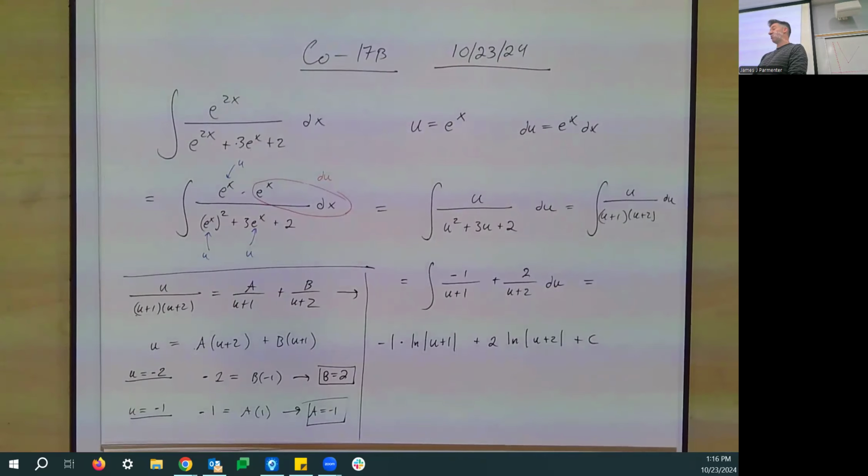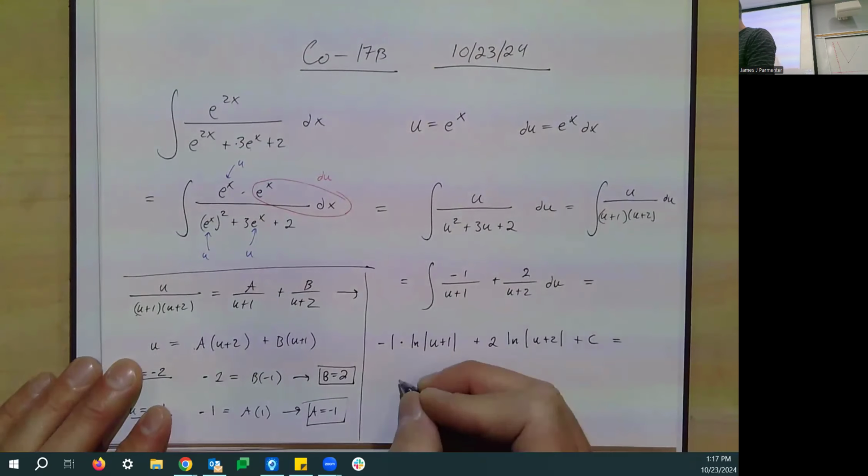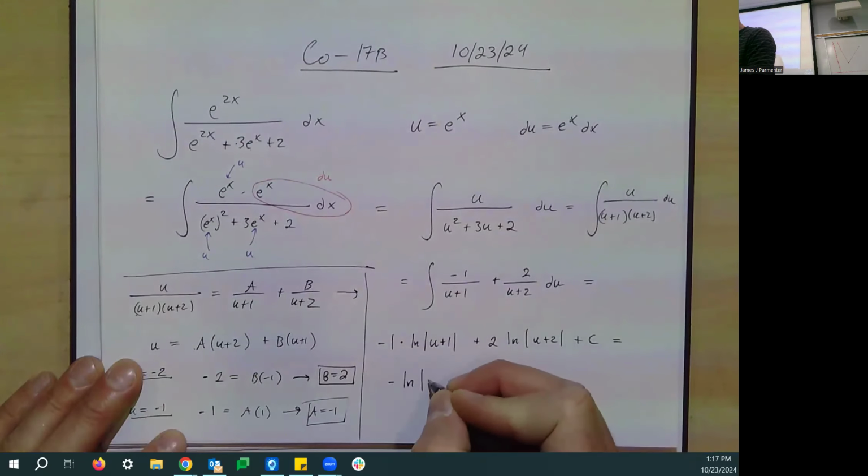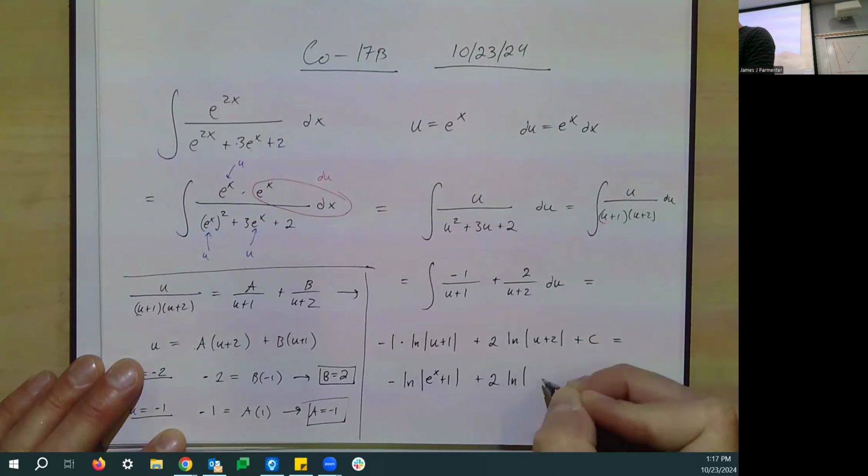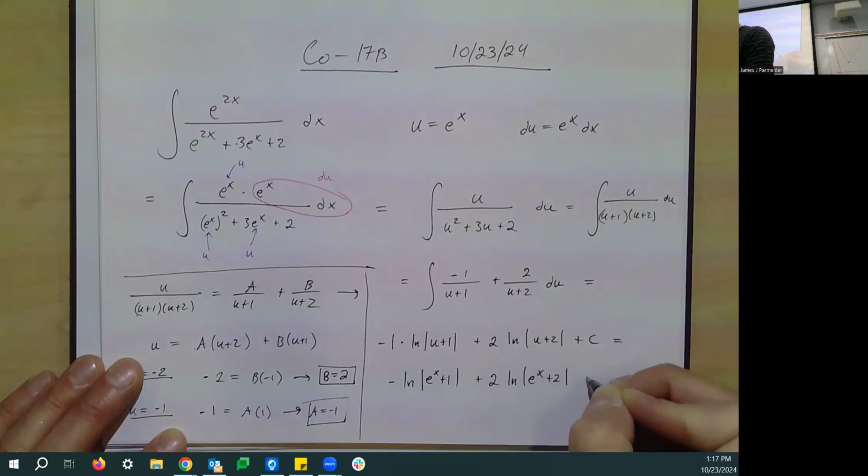And then since our integral started off with x's and it's indefinite, it better end with x's. So we have to substitute back in what we said u was equal to in the first place. So that's going to be the negative natural log of the absolute value of e to the x plus 1, plus 2 times the natural log of the absolute value of e to the x plus 2, plus C.